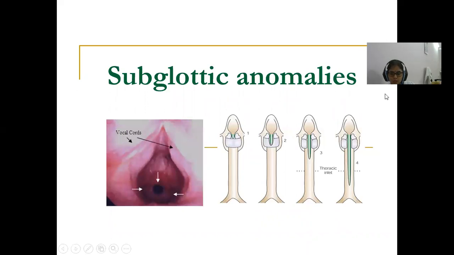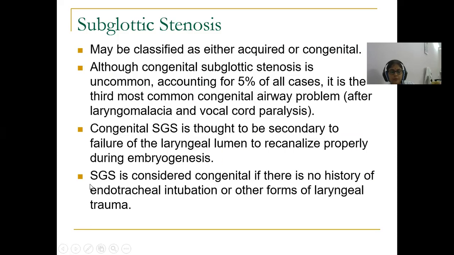Coming to the subglottic anomalies, the most common subglottic anomaly is subglottic stenosis. That's the picture of subglottic stenosis. You can see the narrowing of the subglottic region. Subglottic stenosis may be classified as either acquired or congenital. Today we will be discussing congenital stenosis. Although it is uncommon, it accounts for about 5% of all cases. It is the third most common congenital airway problem, after laryngomalacia and vocal cord palsy.